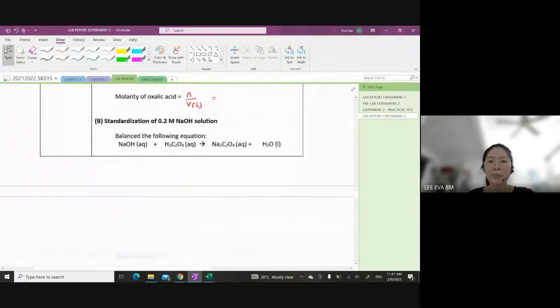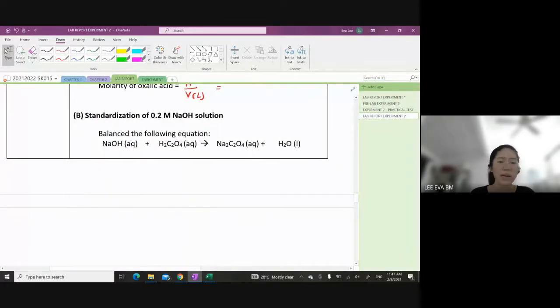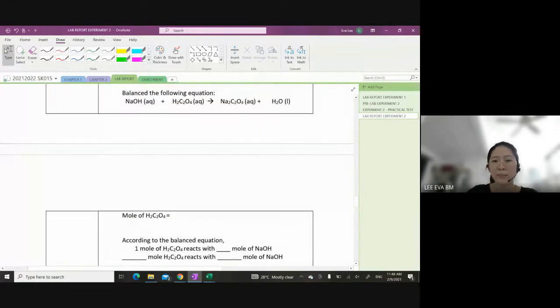And then for part B, standardization of 0.2 molar NaOH solution, balance the following equation. Here we only use oxalic acid, H2C2O4 only. Then you balance the rest of it. This one is not balanced yet, you have to balance it yourself. After this, we are going to use this balanced equation to do the stoichiometry calculation.